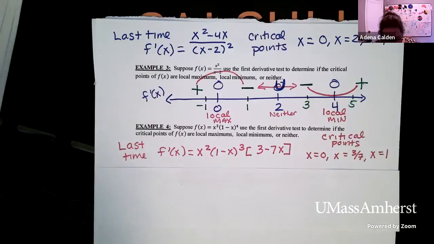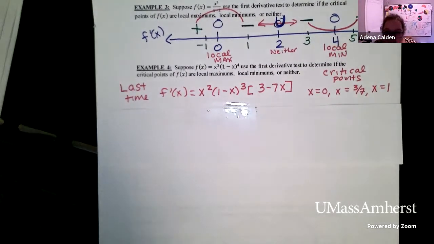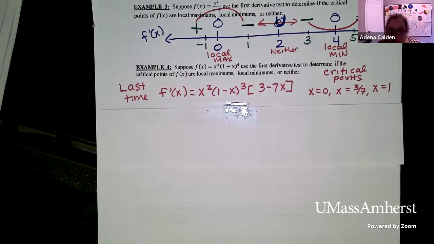Okay, so let's go ahead and look at example 4. So we have our function and we have the derivative, and now we need to set up our number line.